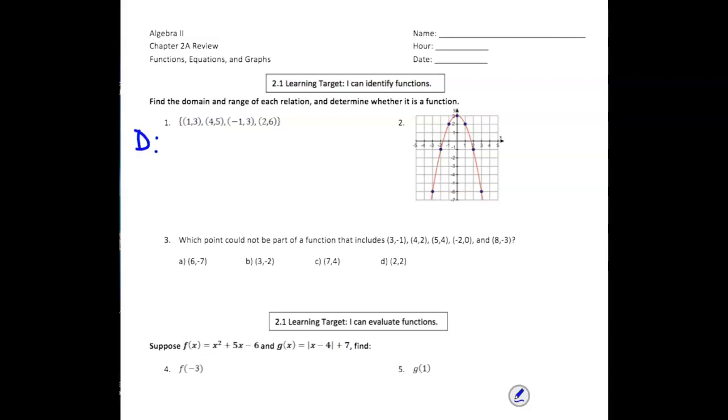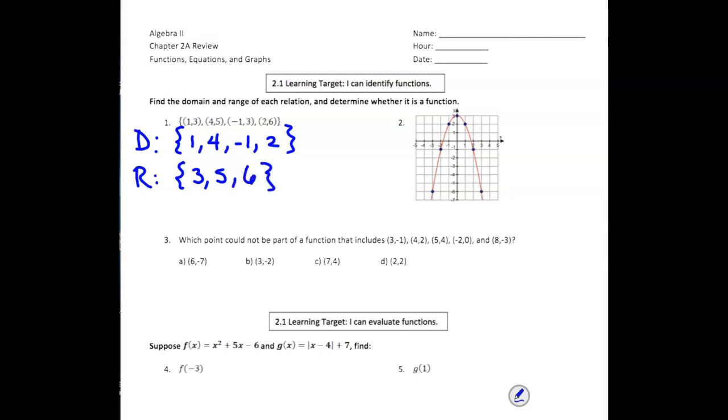So what are the x coordinates? Okay, and you can write them in that order. This is the order you see them. You can put them in from smallest to largest. It doesn't matter. What would the range be? Okay, those are your y values, 3, 5. Do we have to write the second 3 again? No. All right, and then the 6.